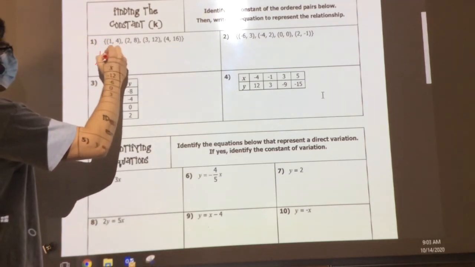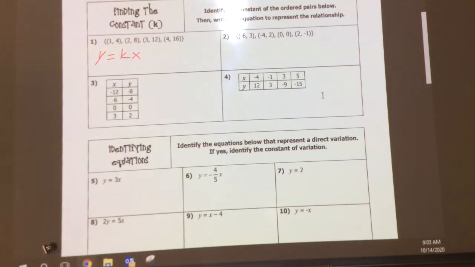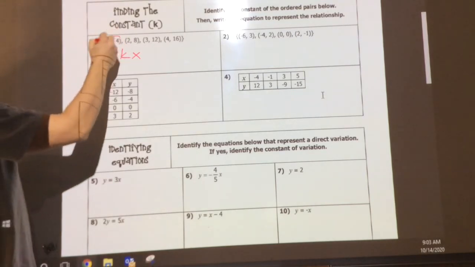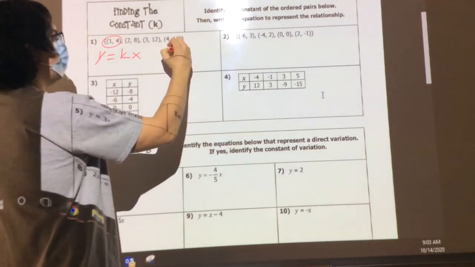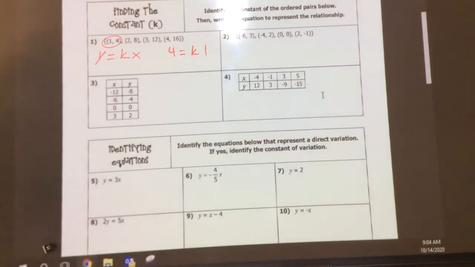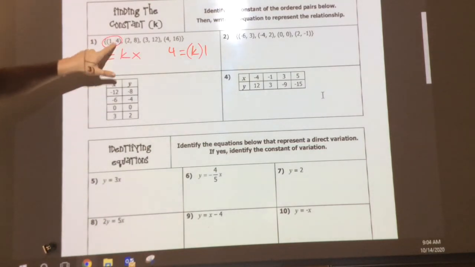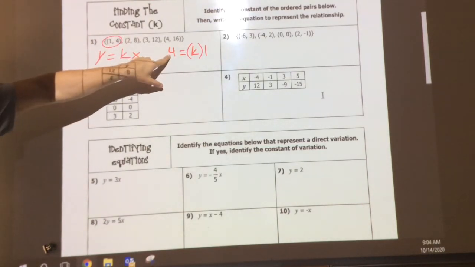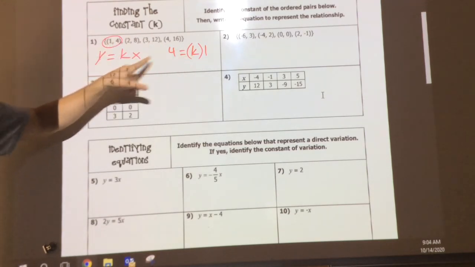You can also write this formula: y equals kx. Do I have a y value? Do I have an x value? Okay, so let me show you this. I'm going to choose this ordered pair. I'm just picking it at random. You could pick any of these. 4 equals k times 1. y equals k times x.